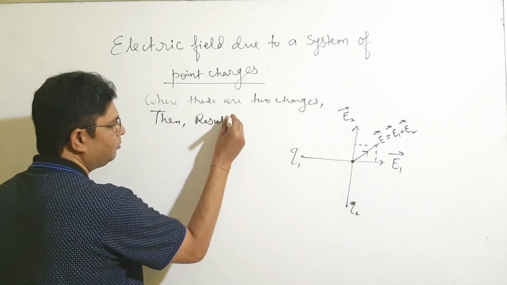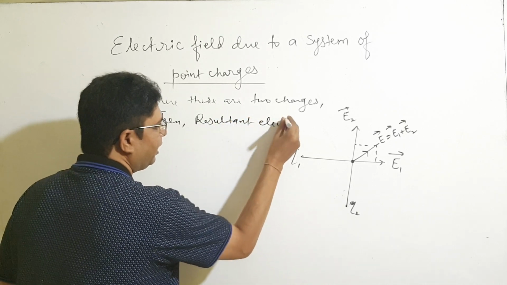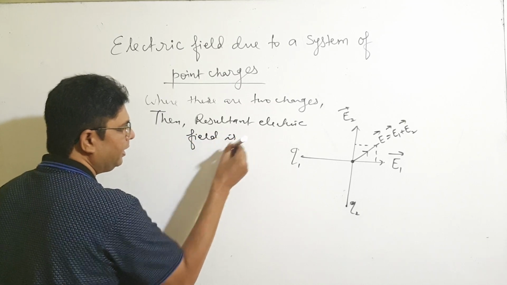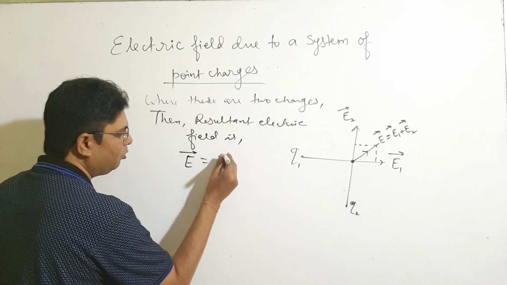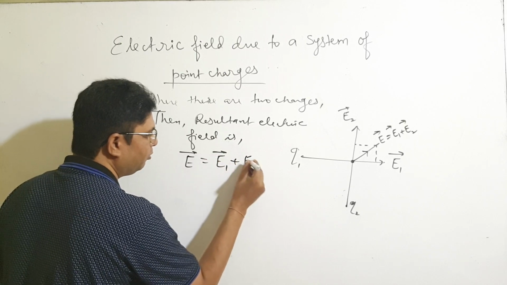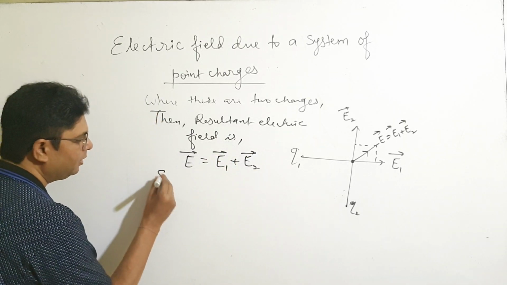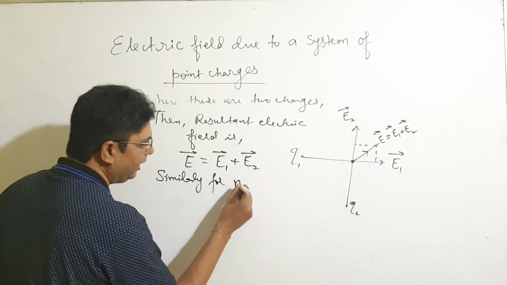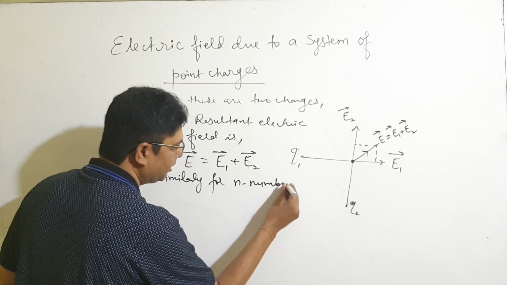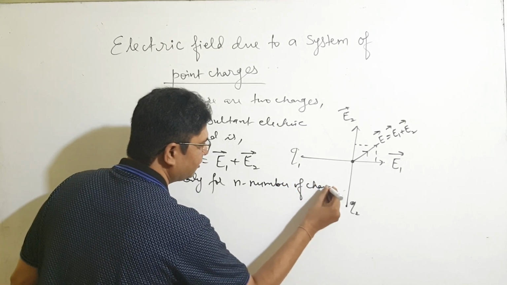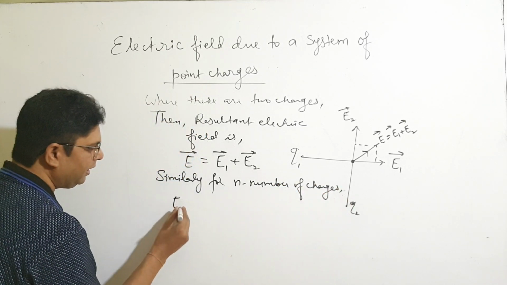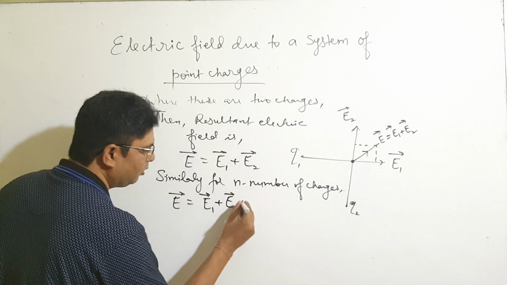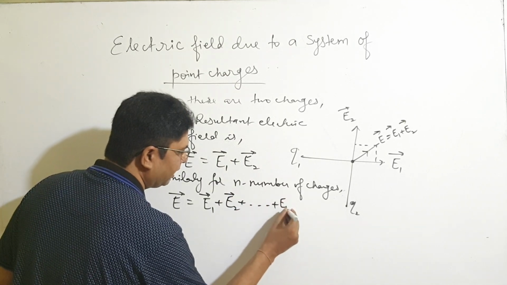resultant electric field is E equals E1 plus E2. Similarly, for n number of charges, electric field E equals E1 plus E2 plus ... plus En.